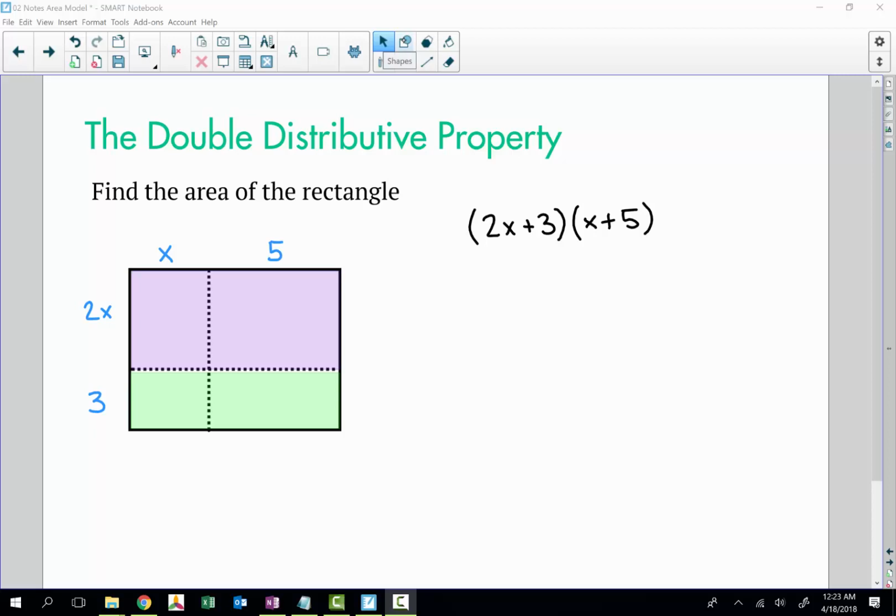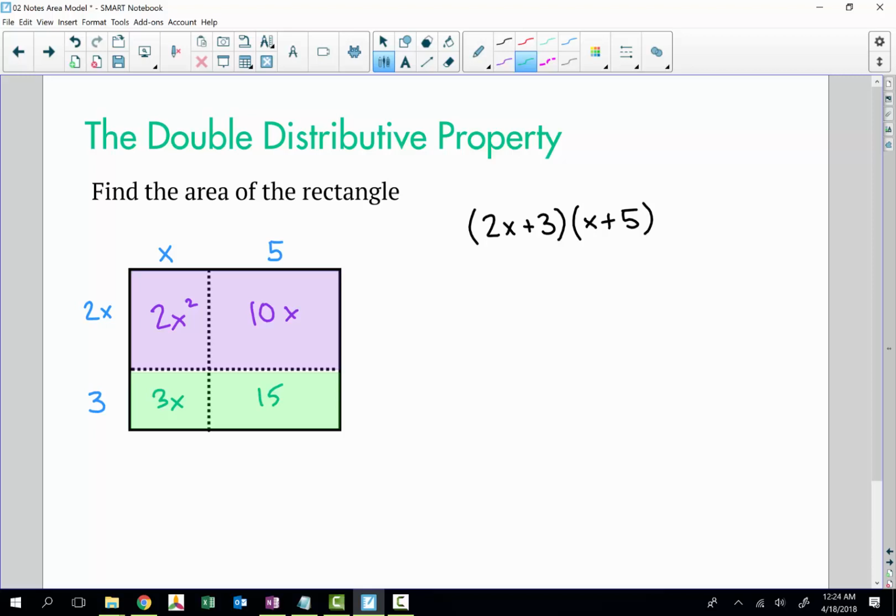Okay, so what you already know about how to multiply two binomials together we did with the area model. Just as a reminder and as a connection to what we're going to talk about with the double distributive property, we're going to work this one out first with the area. We'll start by doing the top rectangle. That's going to be 2x times x, which is 2x squared. And then you're going to get 10x when you do 2x times 5. Then for the green rectangle, you're going to get 3x, and you're going to get 15. To get the total area, we would simply add up all of those smaller areas.